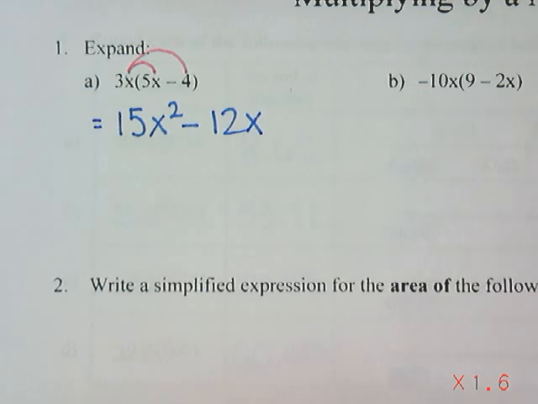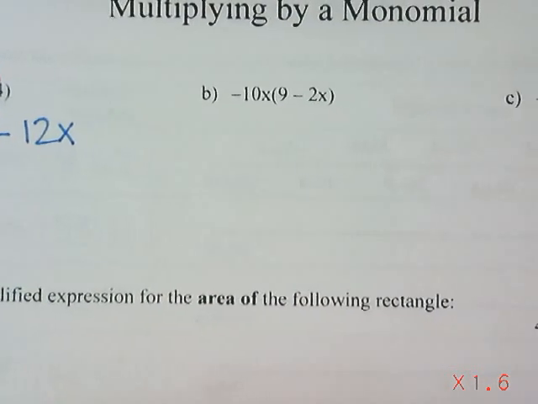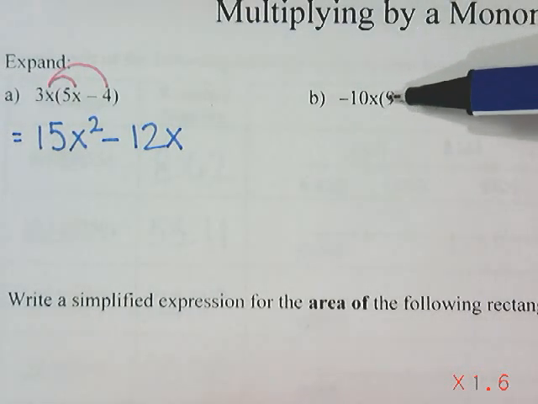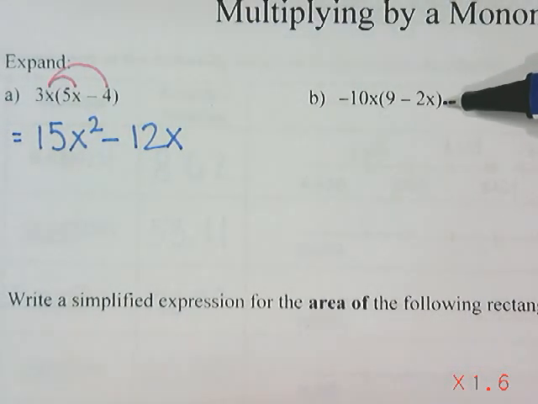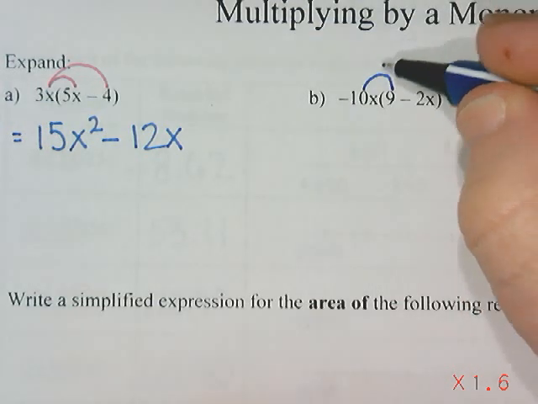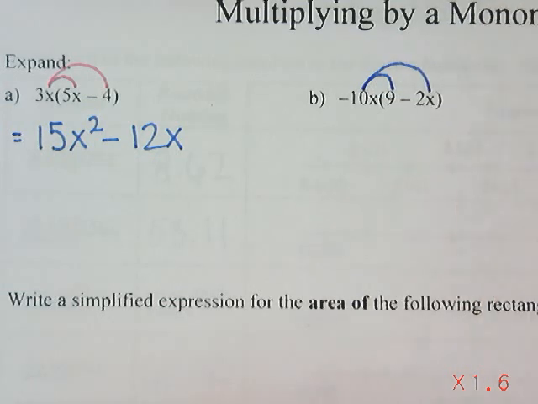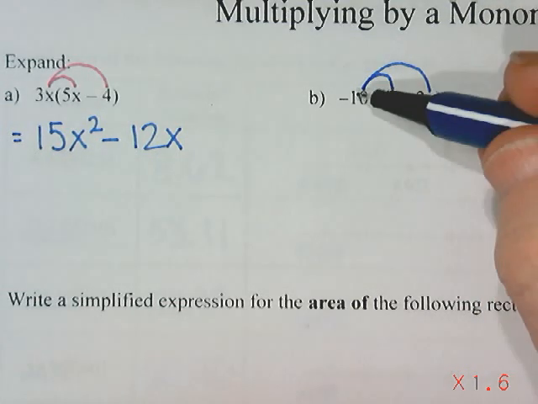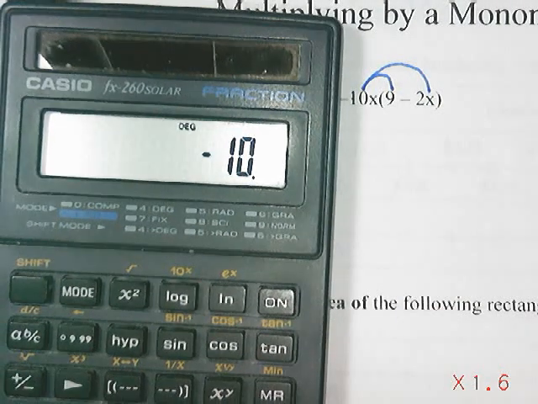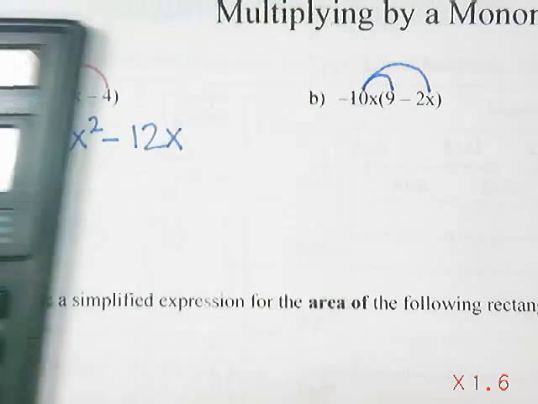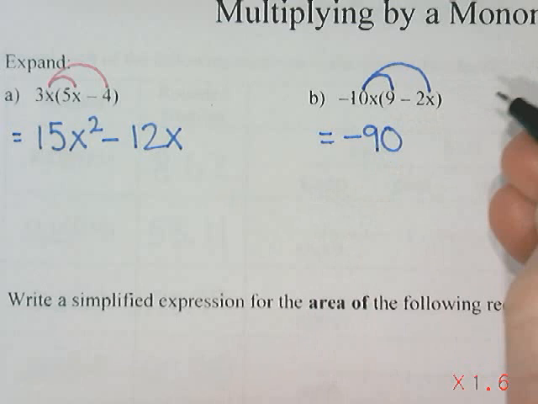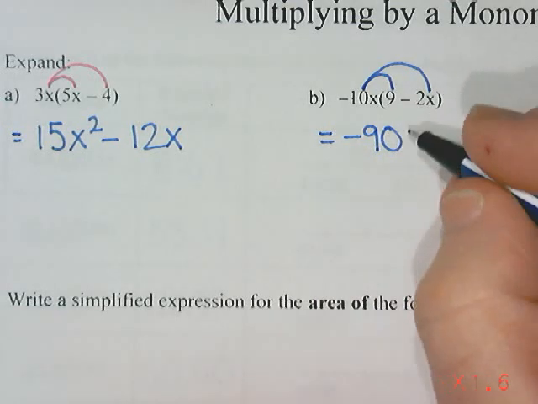We need to do another one. So our next one, I have negative 10x times 9 minus 2x. So we are going to take what's out front, the negative 10x, we are going to multiply it by 9 and negative 2x. So let's start with negative 10 times 9. So negative 10 times 9 is negative 90. This has an x, this does not, so it's just negative 90x.